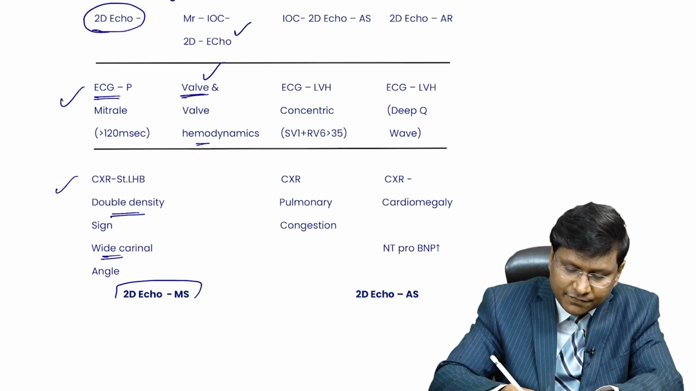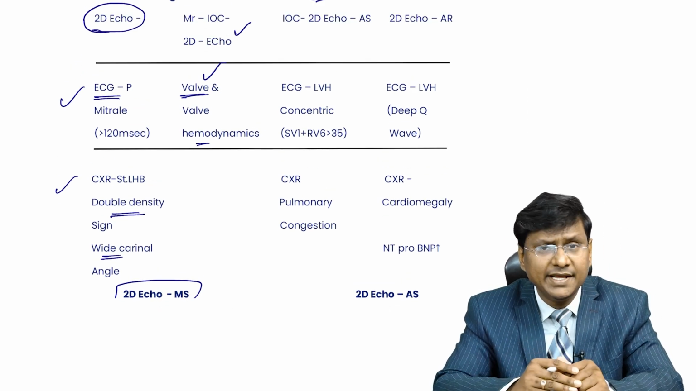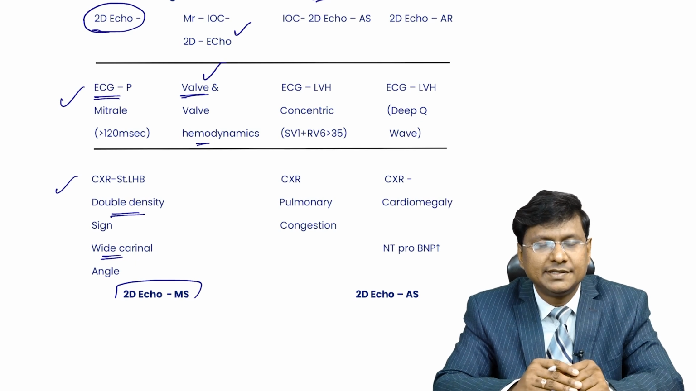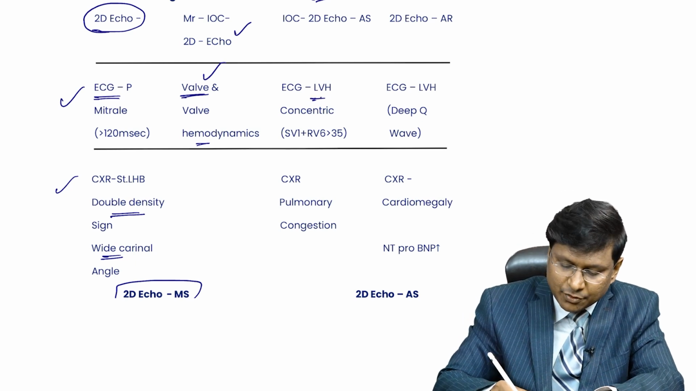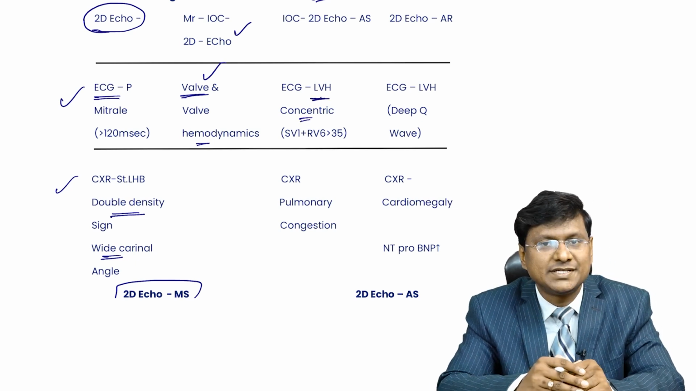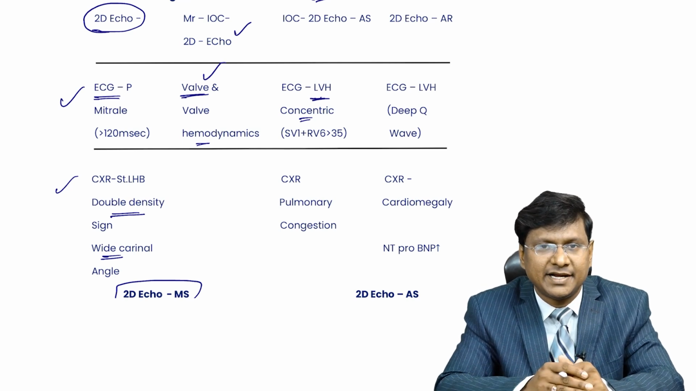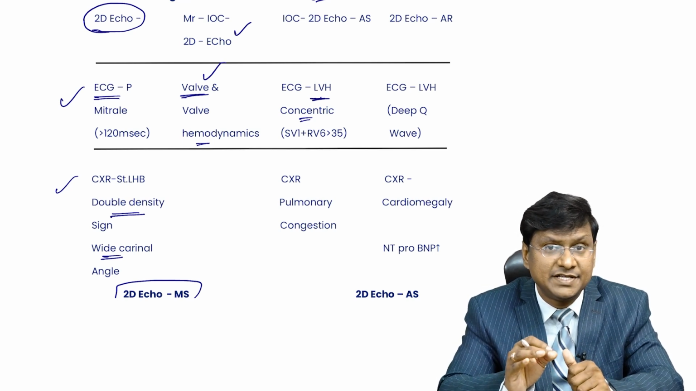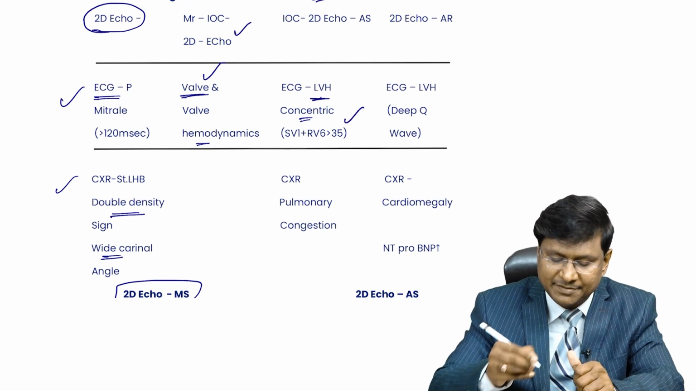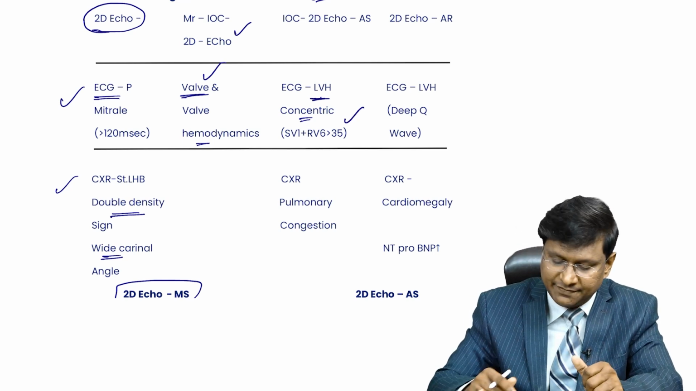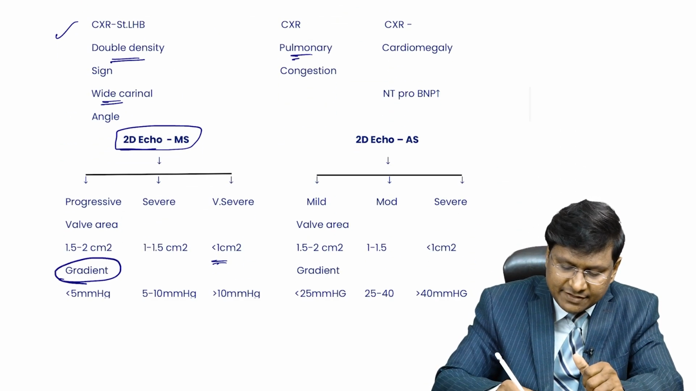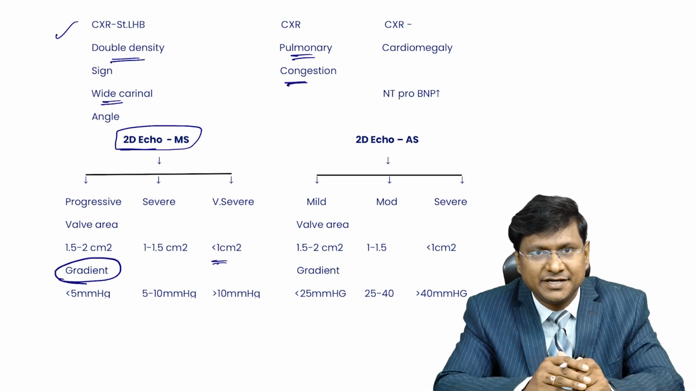Whereas in case of the AS, you will notice that there is left ventricular hypertrophy on the ECG, and that too a concentric left ventricular hypertrophy. The criterion for concentric left ventricular hypertrophy is SV1 plus RV6. If it is more than 35 mm, that is suggestive of concentric left ventricular hypertrophy, and the chest X-ray will show you that there is presence of pulmonary congestion.